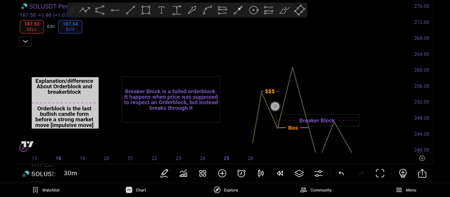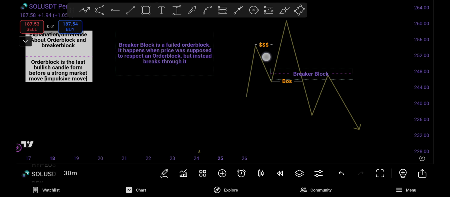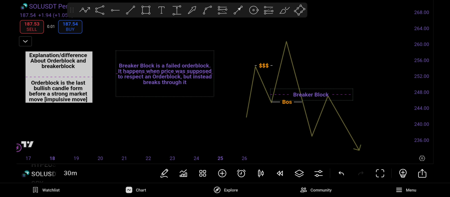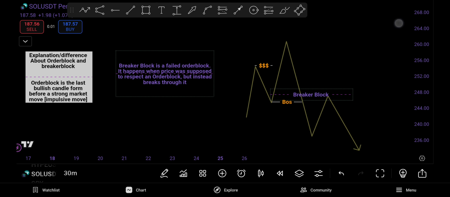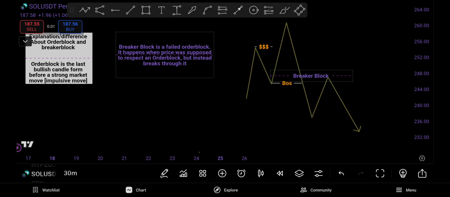So instead of us looking for another order block under, we know that this order block that failed is now a breaker block. As I explained the meaning, I told you guys that a failed order block is a breaker block. So know that a failed order block is a breaker block. Now let me explain how a breaker block forms.